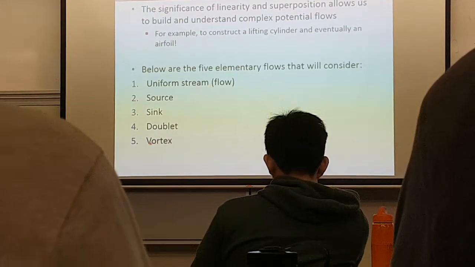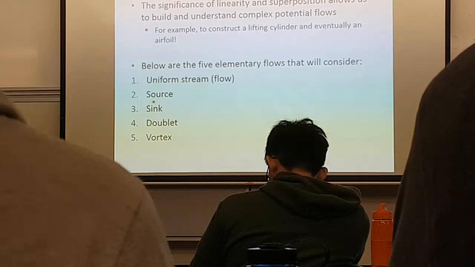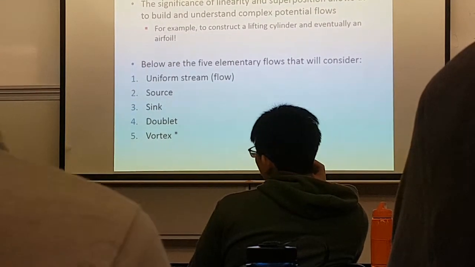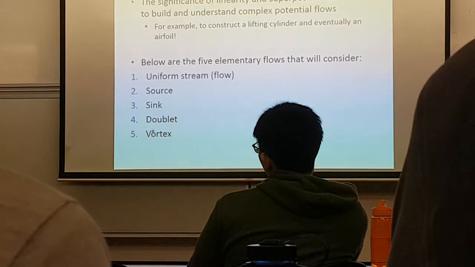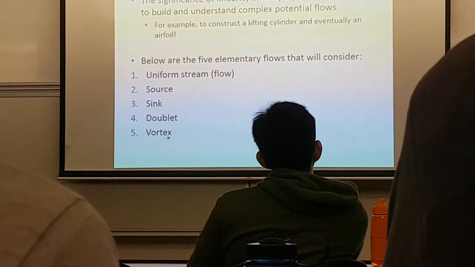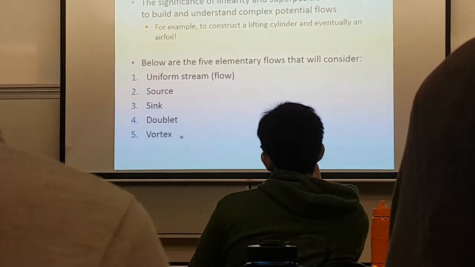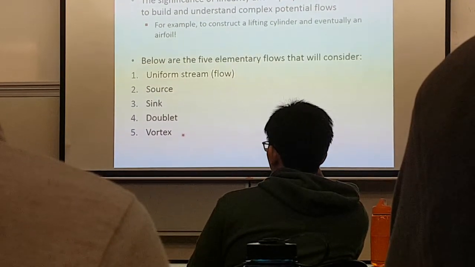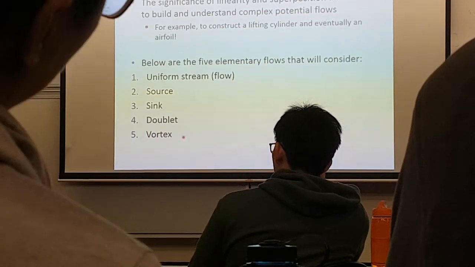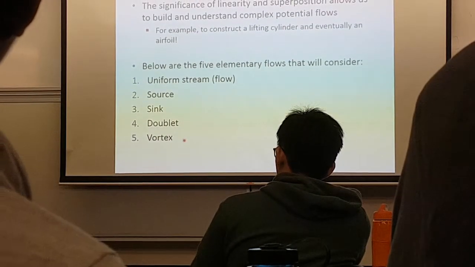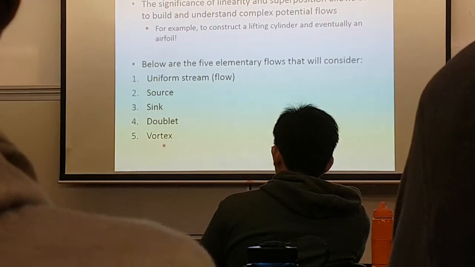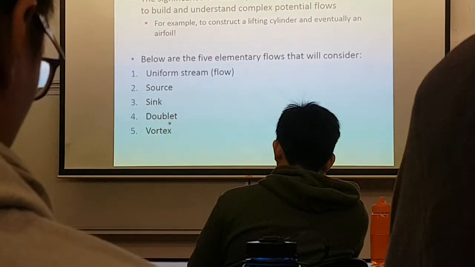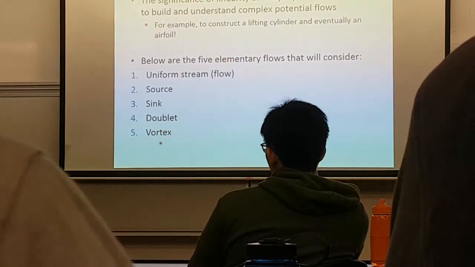A vortex and a source and sink behave differently, even though the shape is the same. What is equal to 0 for a vortex? Can anybody remember? How do we quantify the velocity in a vortex? Is it in u or v, or is it in vr and v theta? Vr and v theta, right? What does vr stand for? Your radial velocity. What is v theta? Your tangential velocity. For vortex flow, what is equal to 0?